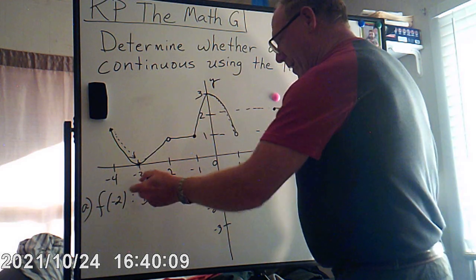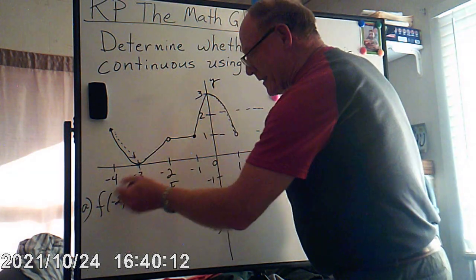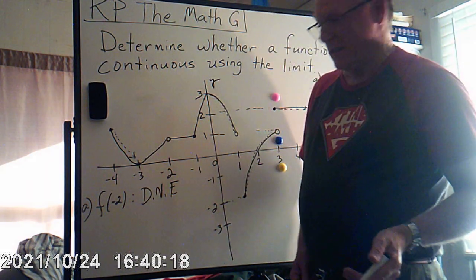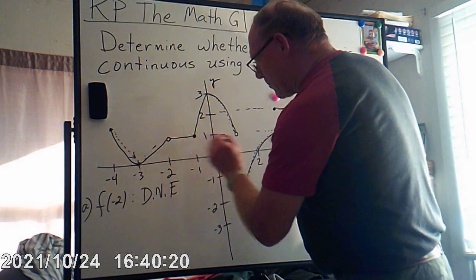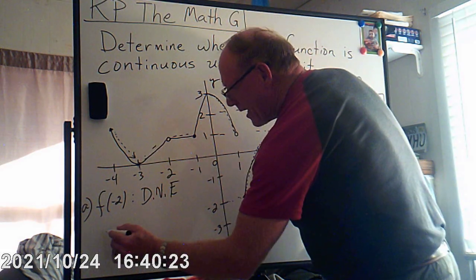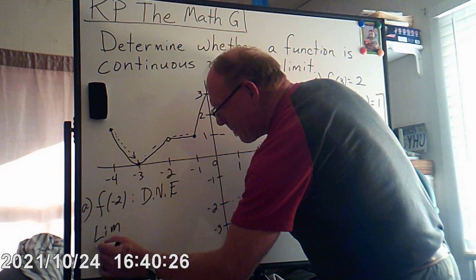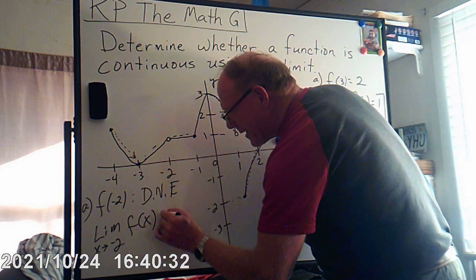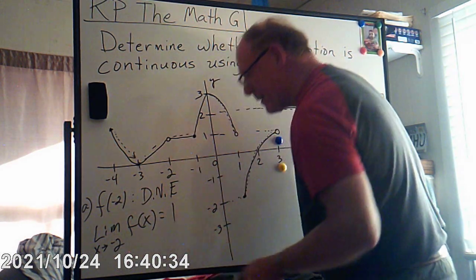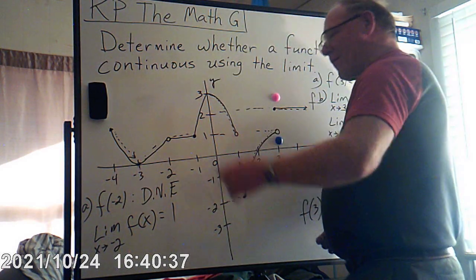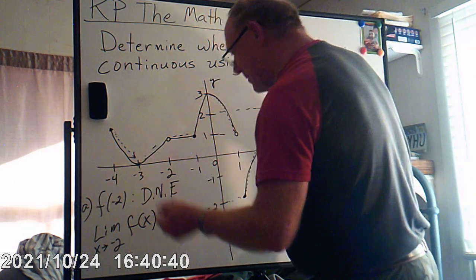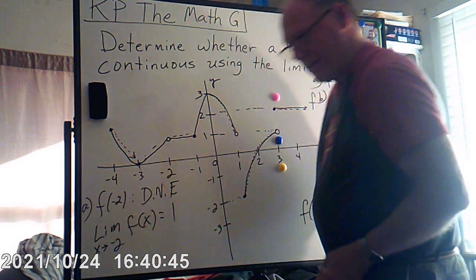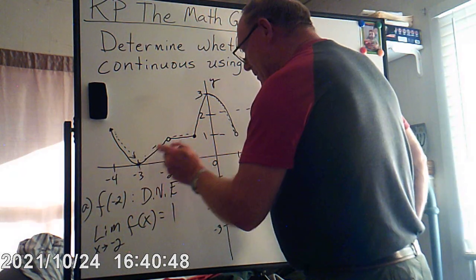If f at a does not exist, in this case a is -2, then there's no need to look at a limit. Yes, we do have a limit. From the left side, it is 1. From the right side, it's also 1. Yes, we have a limit as x approaches -2 of f of x, it is 1. Don't worry about whether it has a limit or not. If f at -2 does not exist in the first place, then there's no need to look for a limit. And therefore there is no continuity.